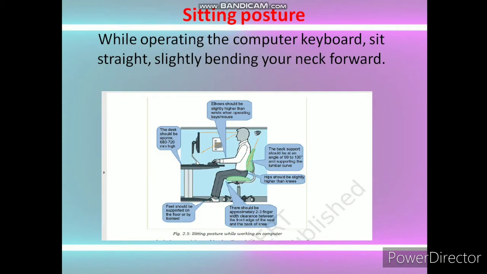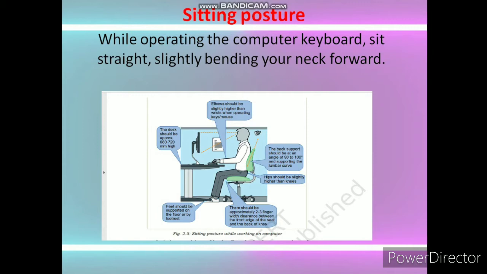First is sitting posture. While operating the computer keyboard, sit straight, slightly bending your neck forward. You can see in this picture the sitting posture while working on computer. Elbows should be slightly higher than wrist when operating keys or mouse. The back support should be at an angle of 90 degree to 100 degree and supporting the lumbar curve.